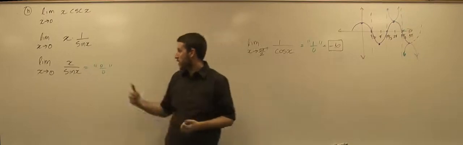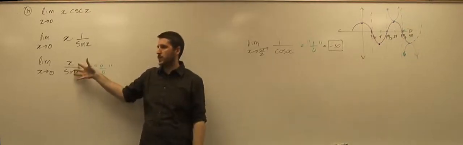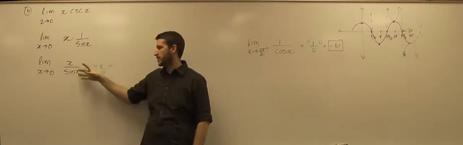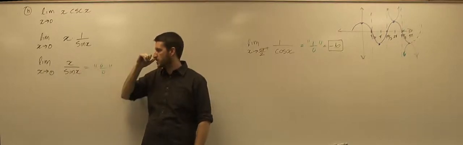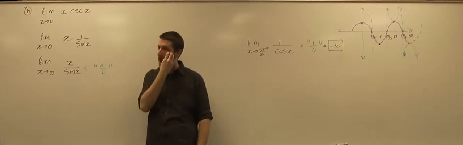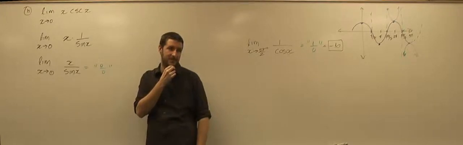Which should set off alarm bells in your head, hopefully. Because when you're in indeterminate form, you have to find another way to work with this, right? It's not necessarily going to be infinity. So what's the trick for this? It's just 1.